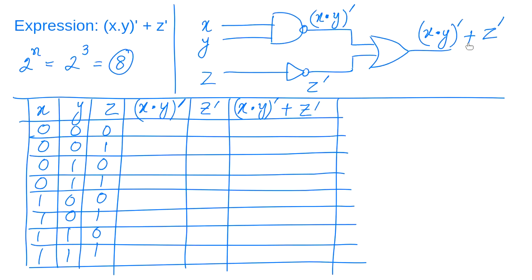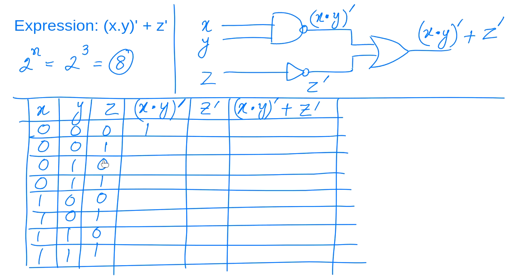So first of all, for filling out this column, which is x dot y whole inverse, you need to look at these two inputs x and y. A normal AND gate, when you multiply 0 with 0, the outcome is 0. But here you have an inverse sign, so the output will be inverted. So it will become 1 here. So I should write 1 here.